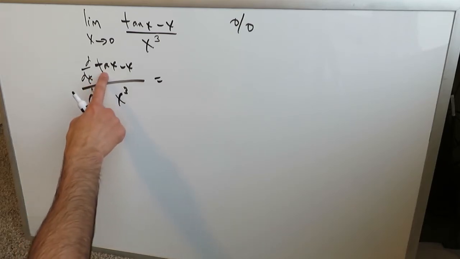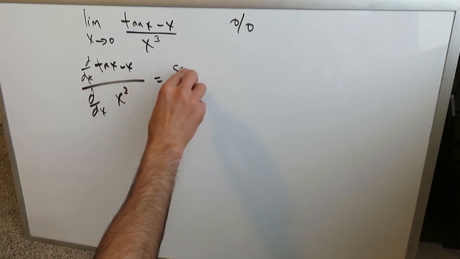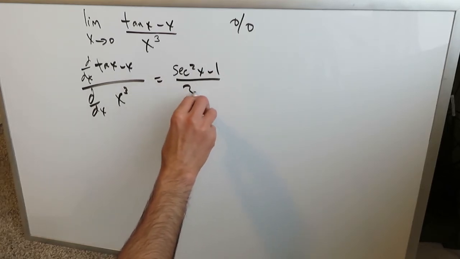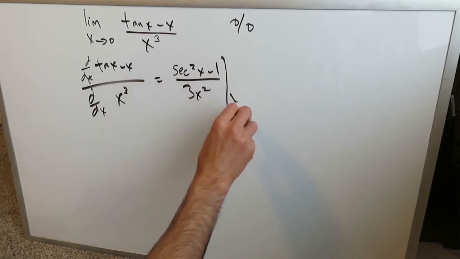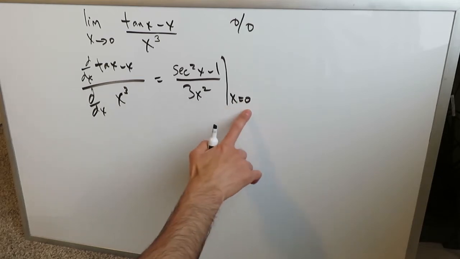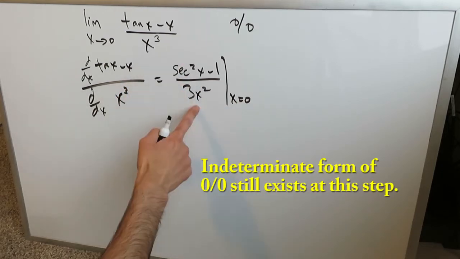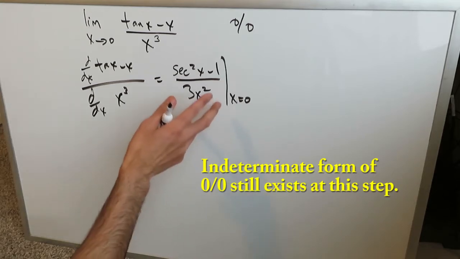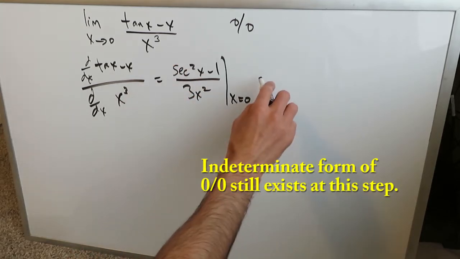When you run the derivative procedure here, you get secant square x minus 1, and here in the denominator you get 3x squared, and you could technically say we can put in 0. But look over here, if you're putting in zeros here, you'll get divided by 0. You'll still get undefined, so you're not really satisfied. So you decide, let's run another derivative procedure, and you can.